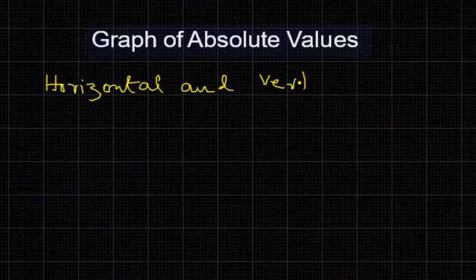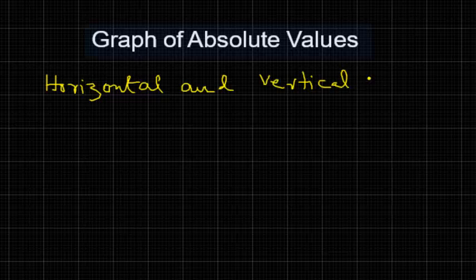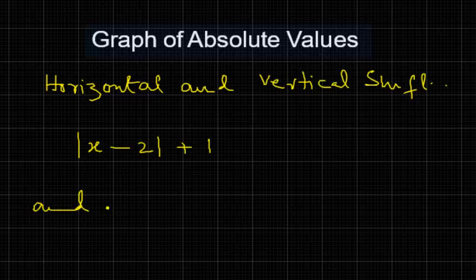Now in this section we'll discuss the double transformation, horizontal and vertical shift. In the graph, absolute value of x minus 2 plus 1 and x plus 3 minus 2. What makes the difference if we have x minus 2 plus 1?